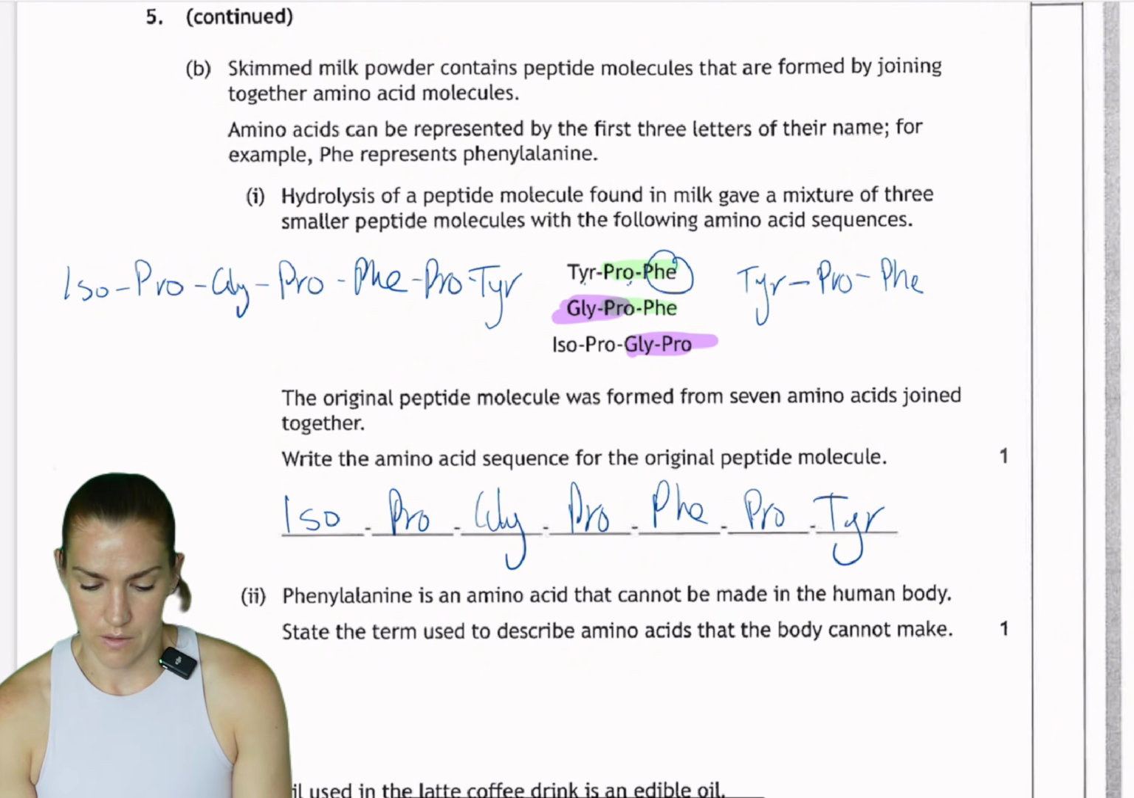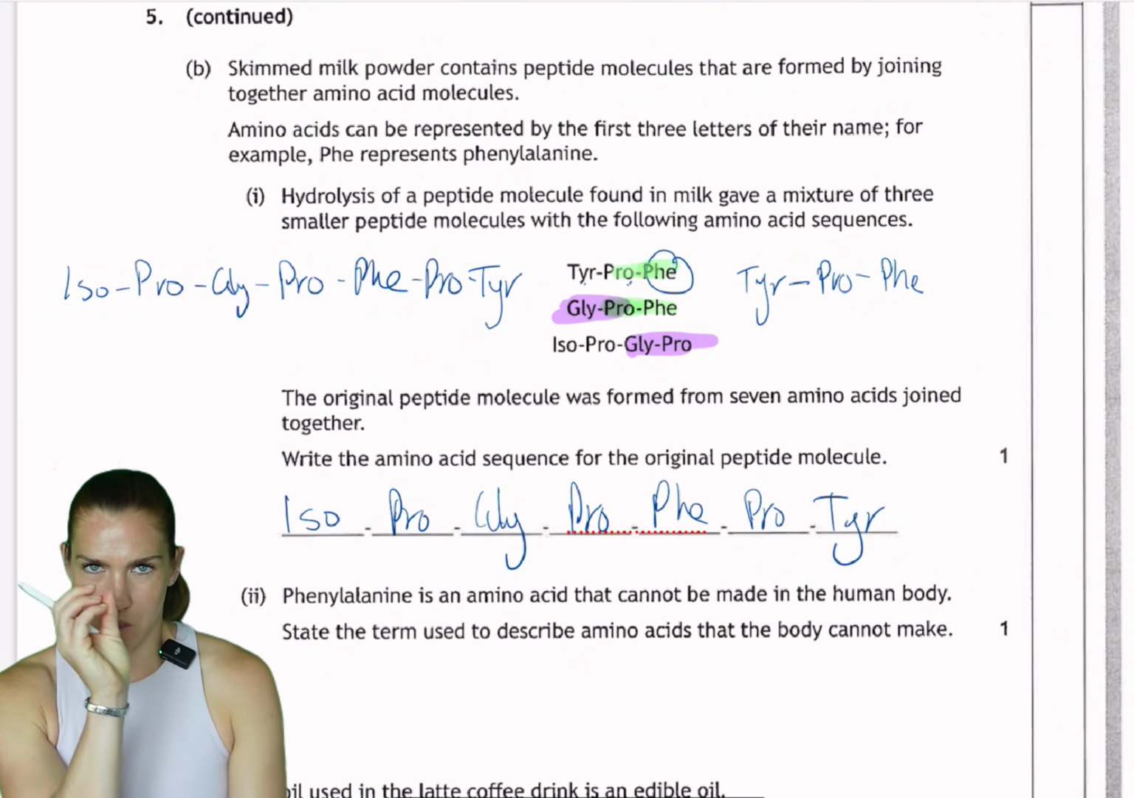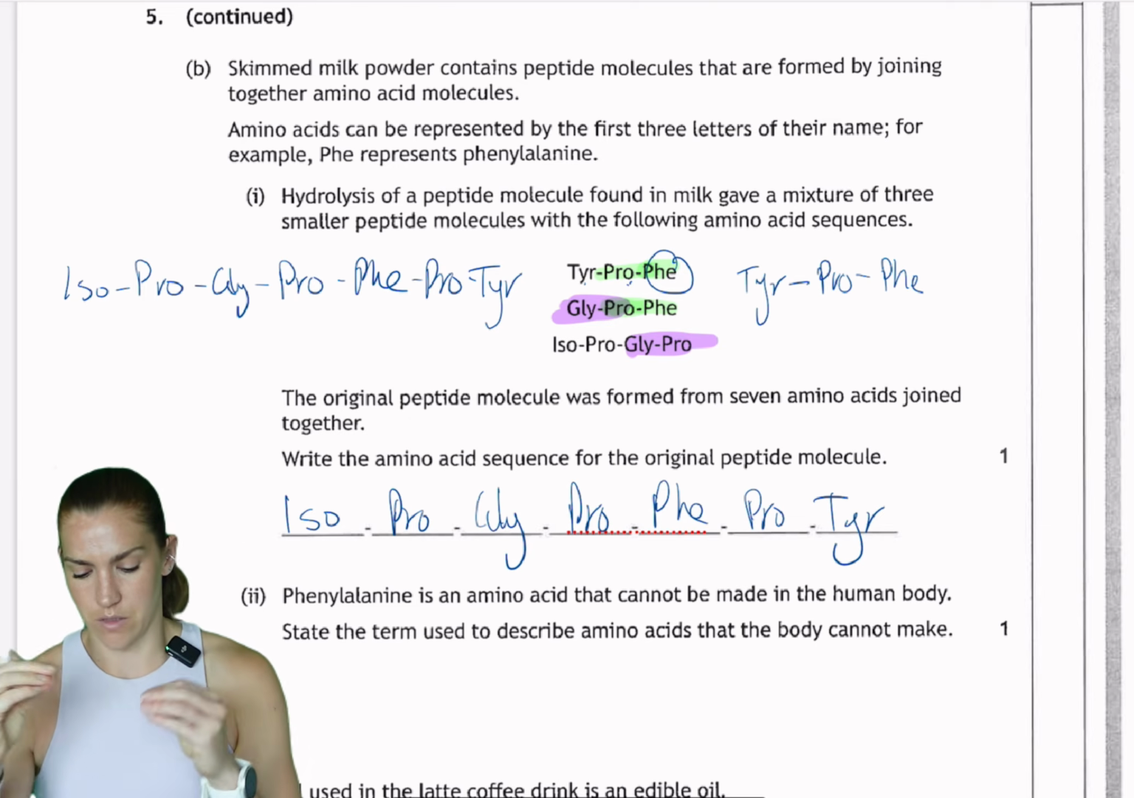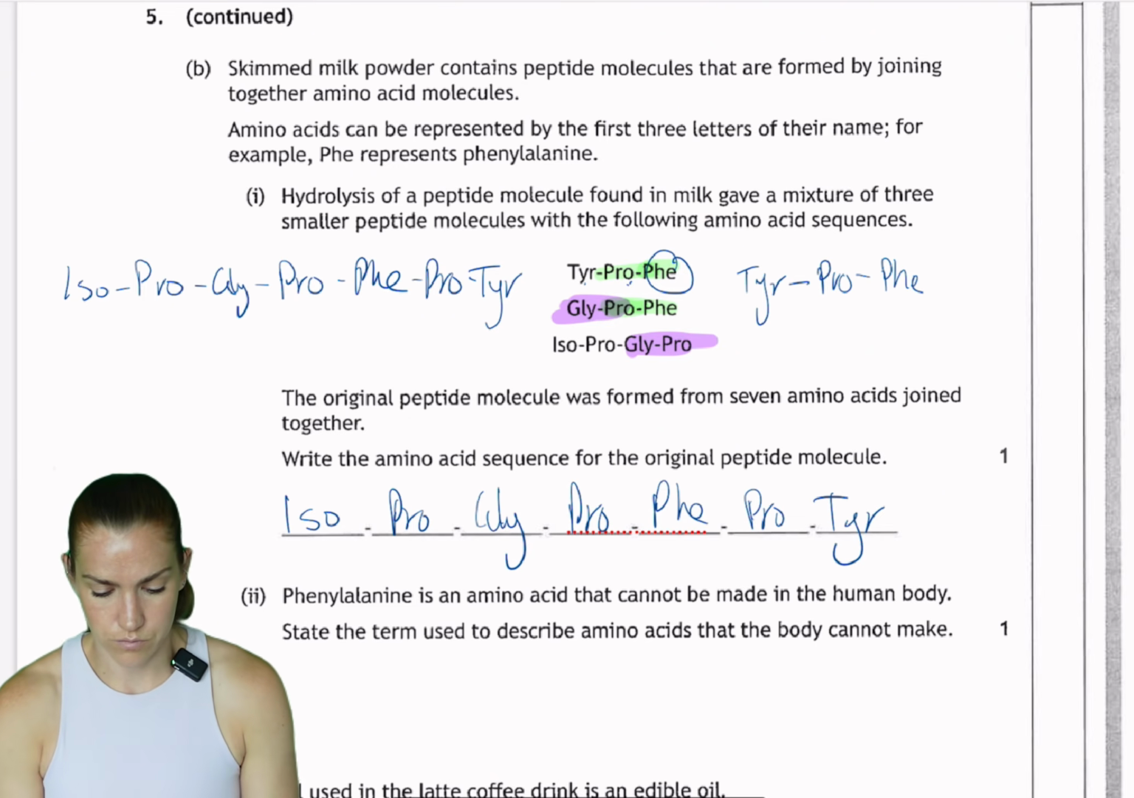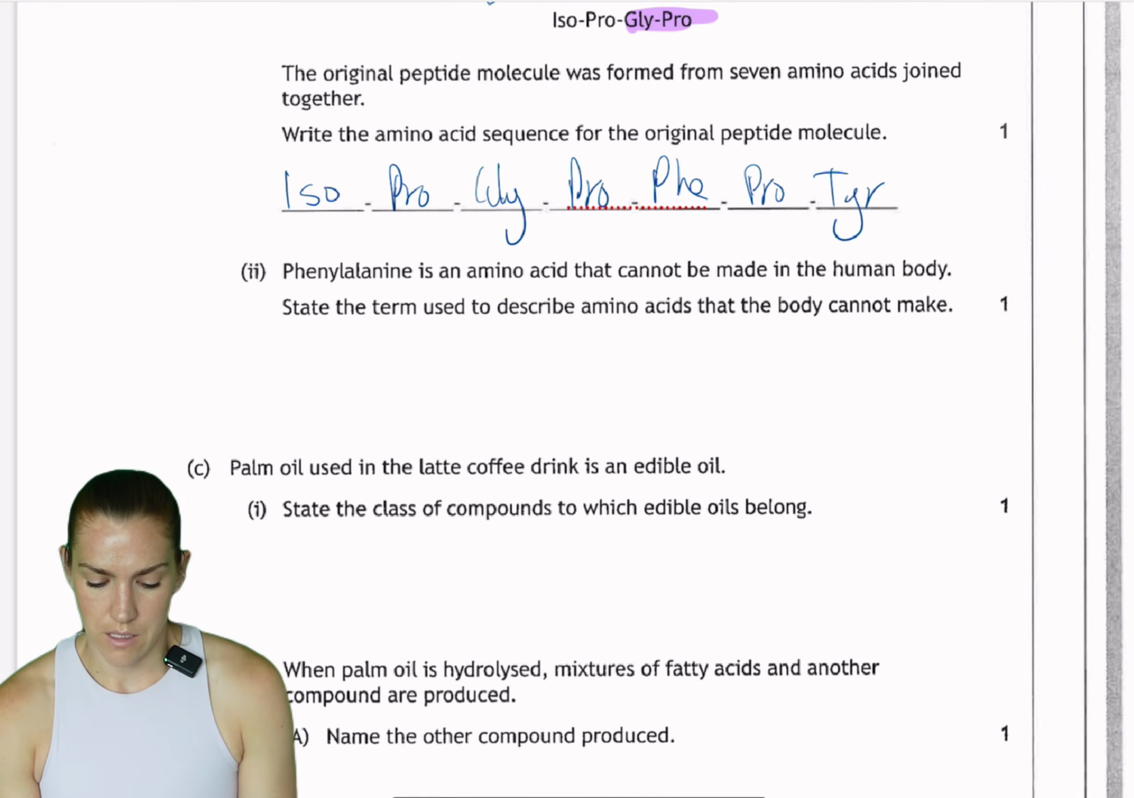So it's quite a tricky one, that. So try and find the blocks that match, and then they have to stay next to each other, and then other bits can just kind of get stacked on top. So then state the term used to describe amino acids that the body cannot make. That would be essential amino acids. I think basically everyone on the planet knows that.